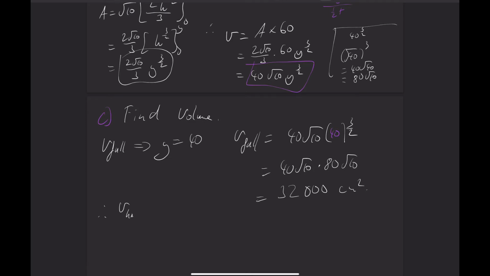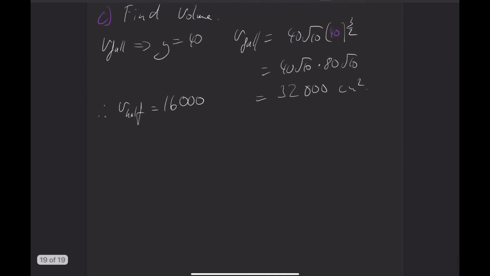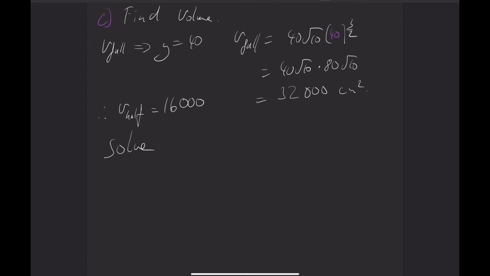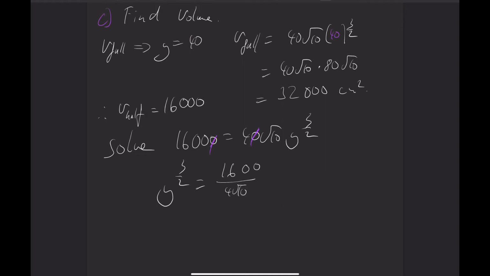Therefore, the half is 16,000. So to find the depth for half the volume, I need to solve 16,000 equals the equation for my volume. And cancel that multiple of 10 straight away. I get now y to the 3 on 2 equals 1600 over 4 root 10, and that simplifies down to 400 over root 10.